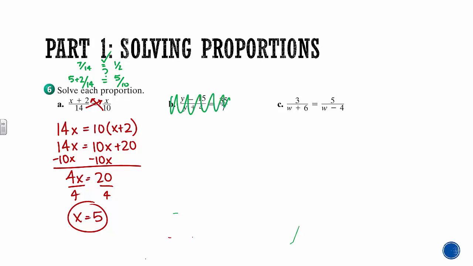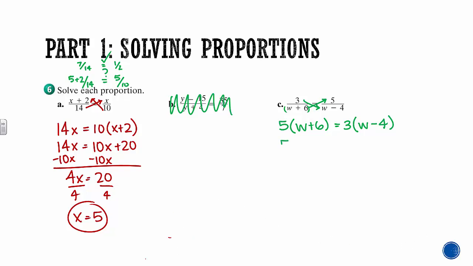Let's skip B and jump to C again. Multiply both sides. So I get 5 times w plus 6. You got to be really careful. You need those parentheses there because you're saying that whatever's down here has to be multiplied by 5. And same thing here, whatever is on top needs to be multiplied by everything on bottom, so we need some parentheses again. And now we get to solving.